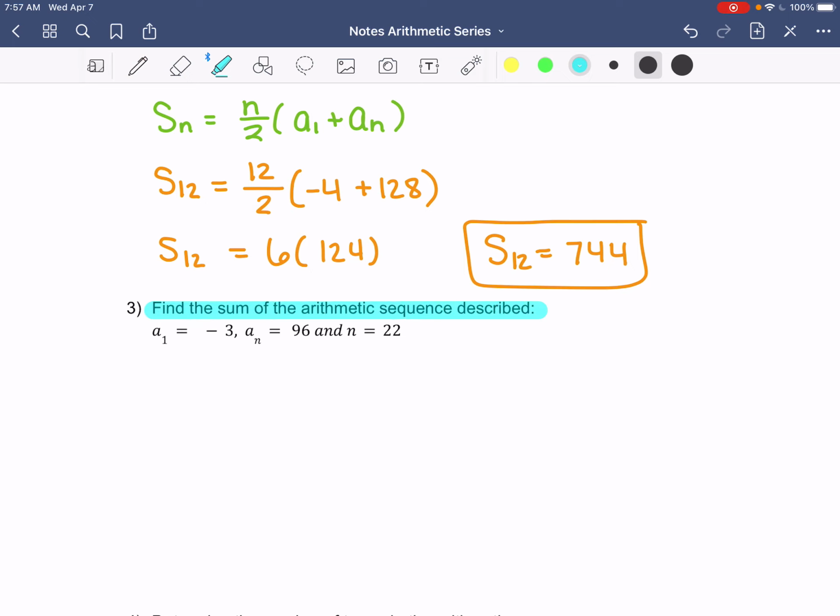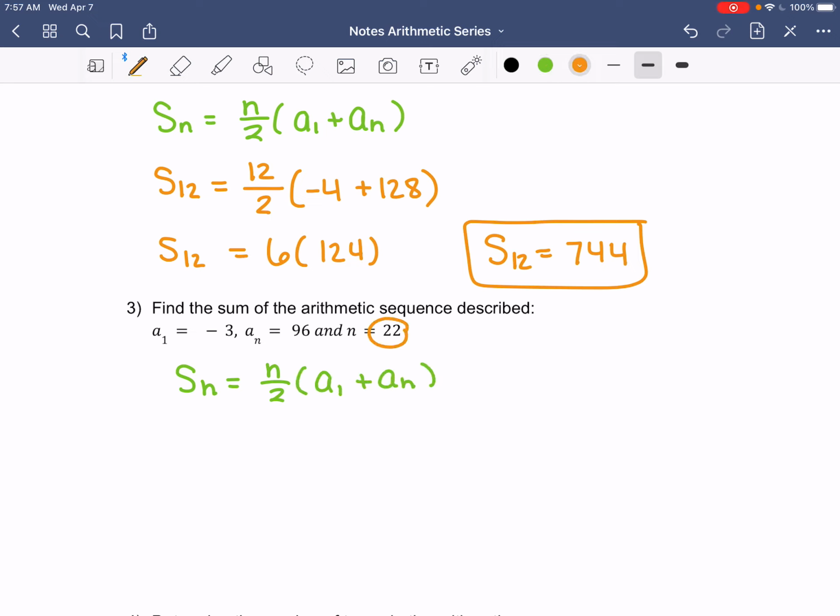It says find the sum of the arithmetic sequence described. A sub 1 equals negative 3, that's the first term. A sub n, which means the last term, is 96, and n is 22. So it just gave us all of the pieces basically that we need, and we can kind of just plug them in. So remember the formula, we want to commit it to memory.